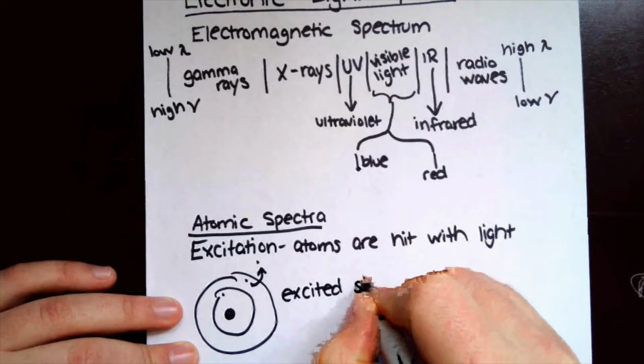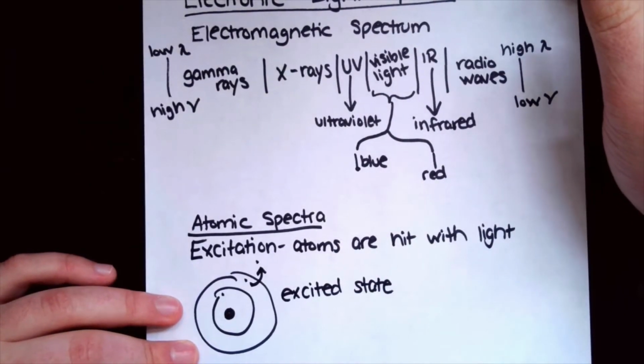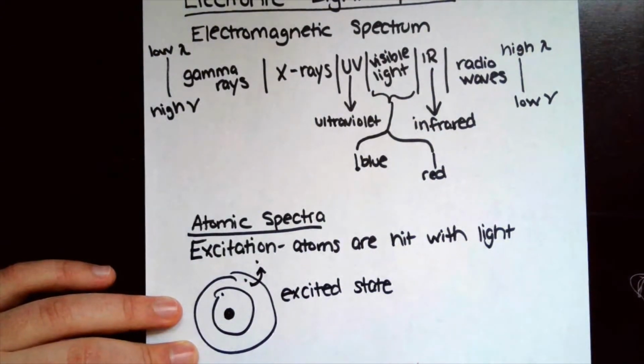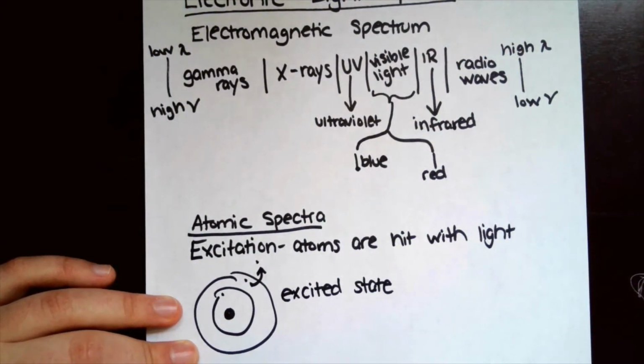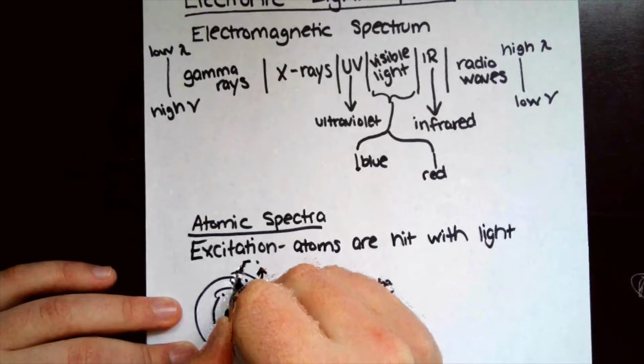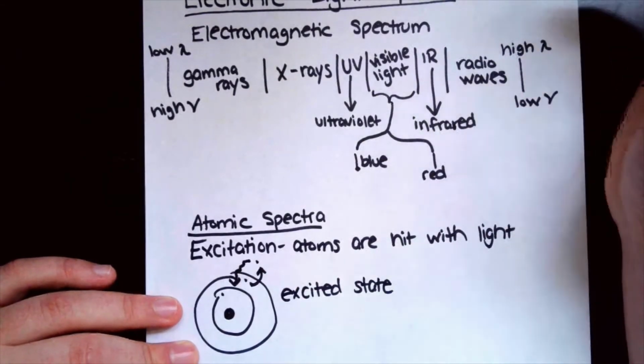But atoms don't like being in an excited state. So after that happens, they want to go back down to the original state, which is known as the ground state. That's the lowest energy state, and that's what they're most comfortable in. And that relaxation, when it relaxes back down to its ground state, that's when you see light given off.